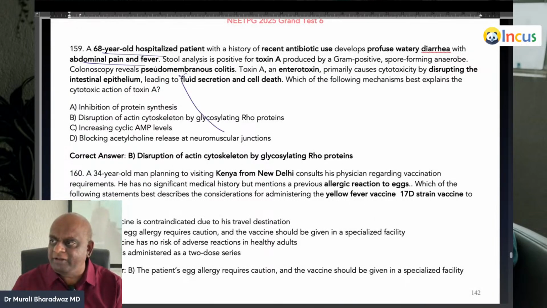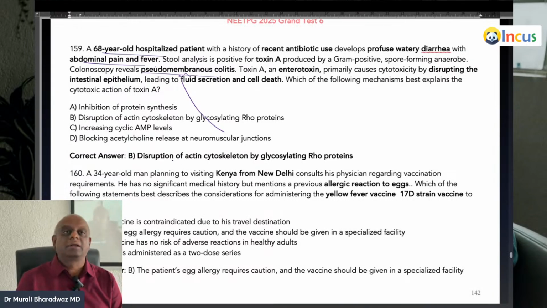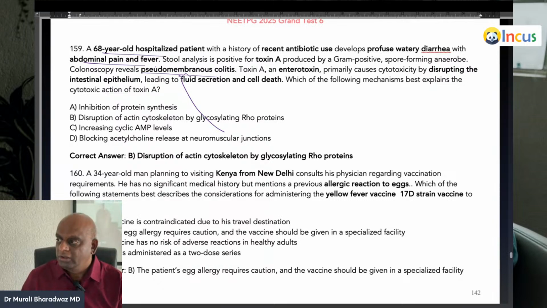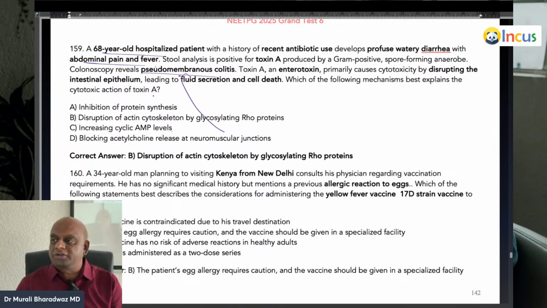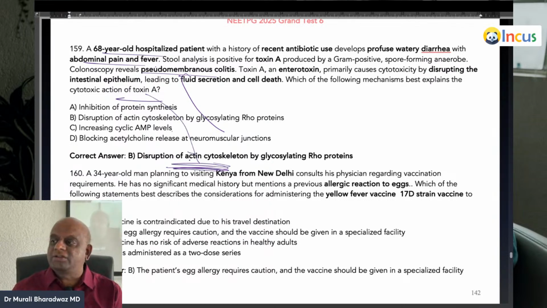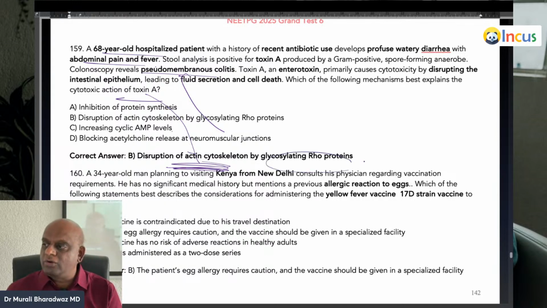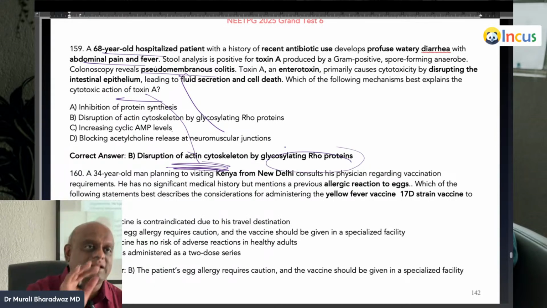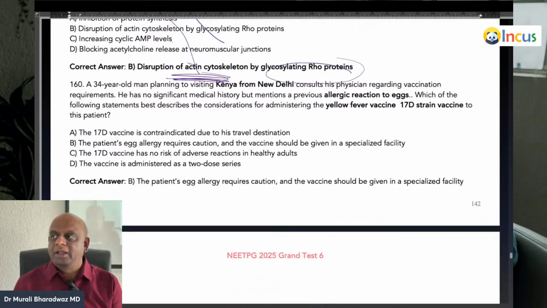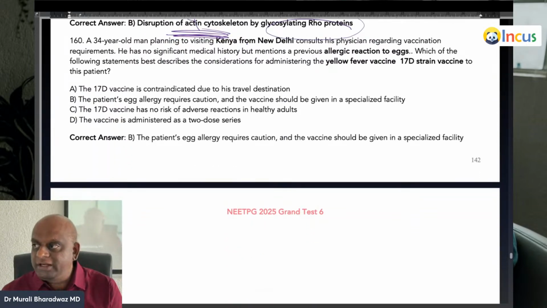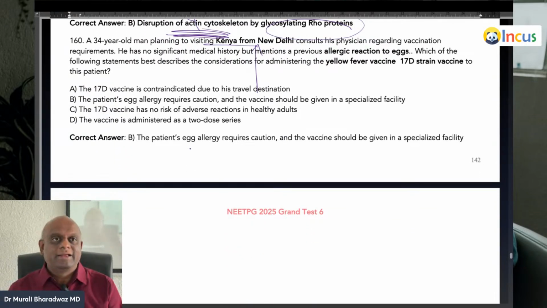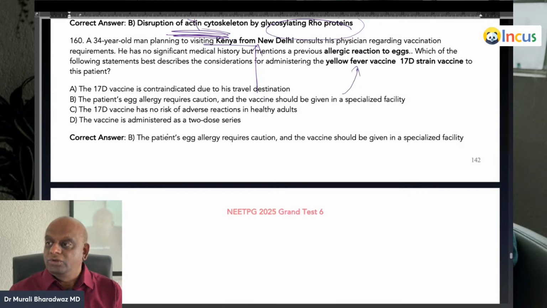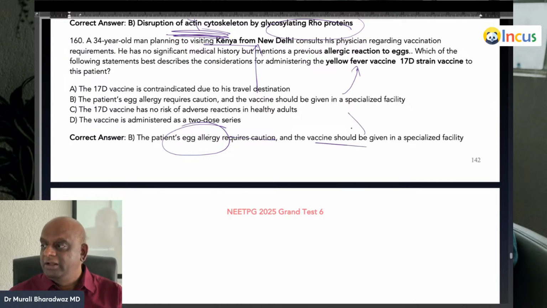68-year-old, abdominal pain and fever, pseudomembranous colitis. So what is the mechanism of the toxin A? It disrupts the actin cytoskeleton by glycosylating the Rho proteins, is what you should remember. 34-year-old visiting Kenya from New Delhi undergoes yellow fever vaccine. So the patient's egg allergy requires caution, and the vaccine should be given in a specialized facility.